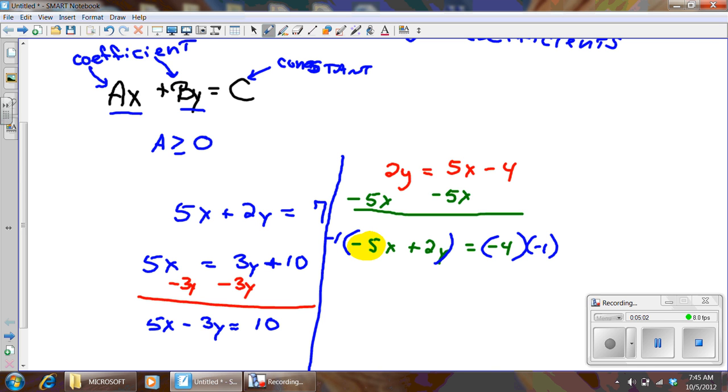Multiplying by 1 changes nothing. Multiplying by -1 keeps the number part the same, but changes all their signs. So as I distribute here and here, I get 5x minus 2y, and that'll equal +4. And there is standard form.